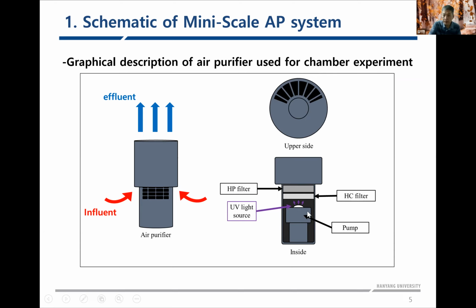this air purifier. On the upper portion, we see the HEPA filter to remove air particles. Just below, we see the honeycomb filter for photocatalyst. And just below, we have a UV light source to activate the photocatalyst. And just below, there is a vacuum pump to run the whole system.